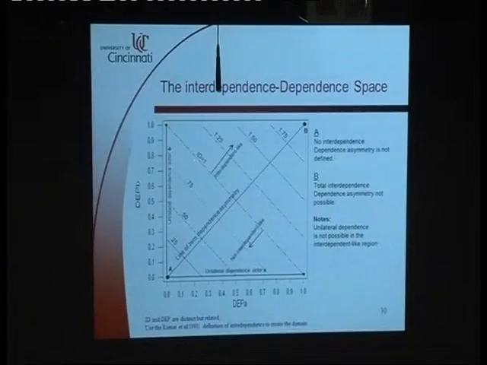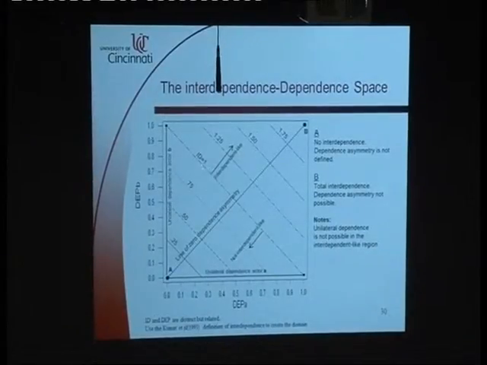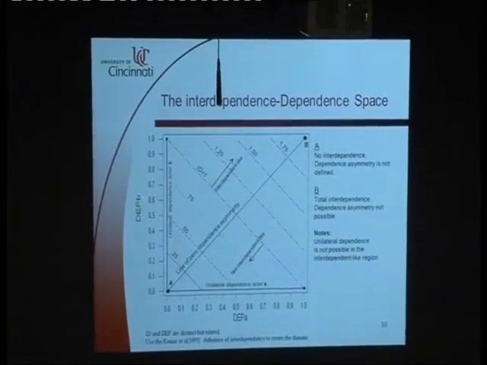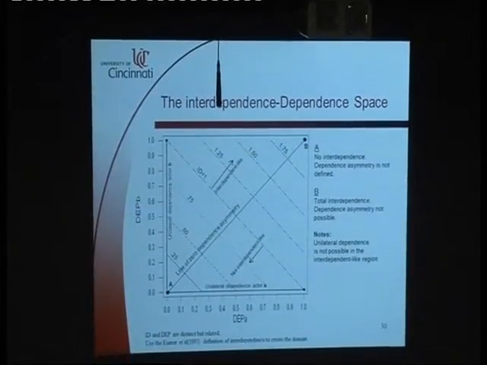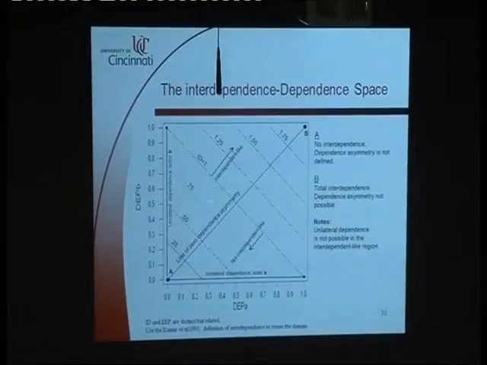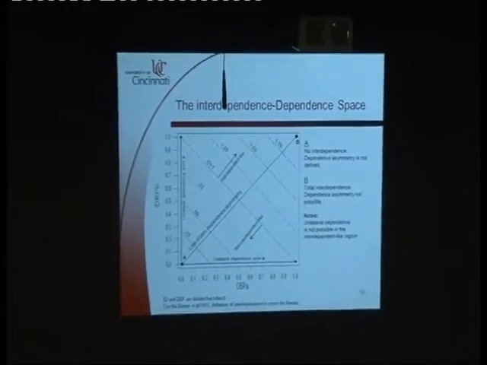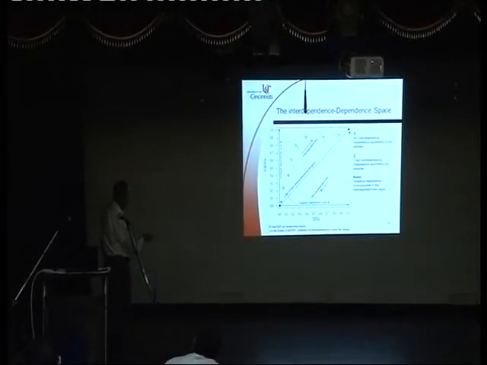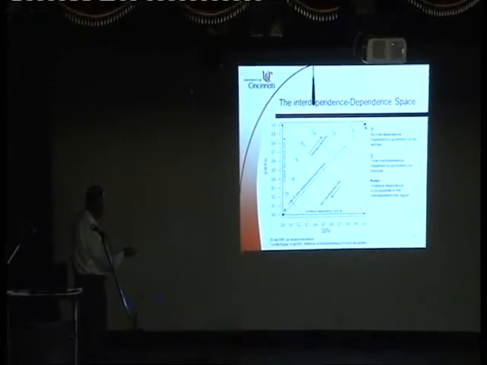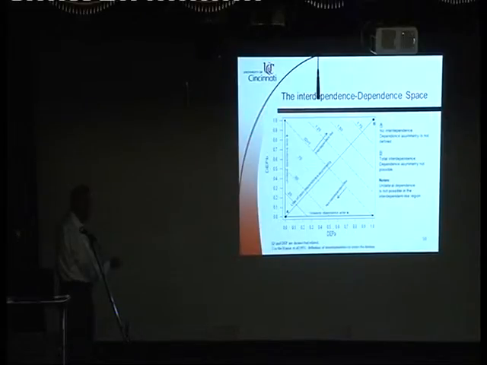See, the interdependence has a range of 0 to 2. Dependent asymmetry has a range of 0 to 1. Because dependence plus dependence is interdependence, and dependence minus dependence is dependent asymmetry. So, interdependence of 1 and above we refer to as the interdependent like region, and this is the non-interdependent like region.